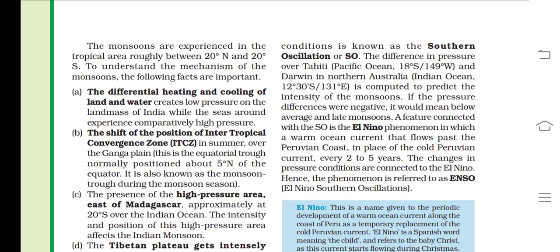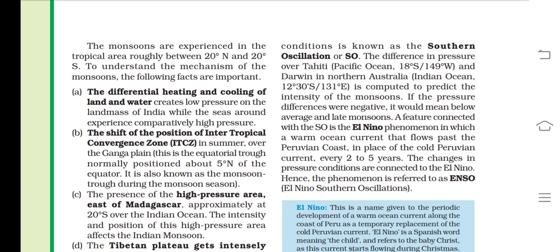The difference in pressure over Tahiti and Darwin in northern Australia is computed to predict the intensity of the monsoons. Seeing the difference in pressure over Tahiti and Darwin, you can say how intense the monsoon is. If the pressure differences were negative, it would mean below average pressure and late monsoons.